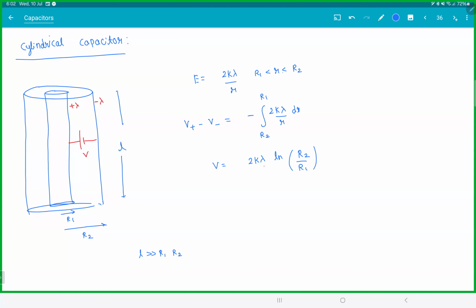So we can write lambda as Q by L. So you end up with Q by V equal to 2 pi epsilon L by ln R2 by R1. So this is simply capacitance per unit length, C by L. For cylinders, we take capacitance per unit length. If you take an infinite cylinder, you get infinite capacitance.